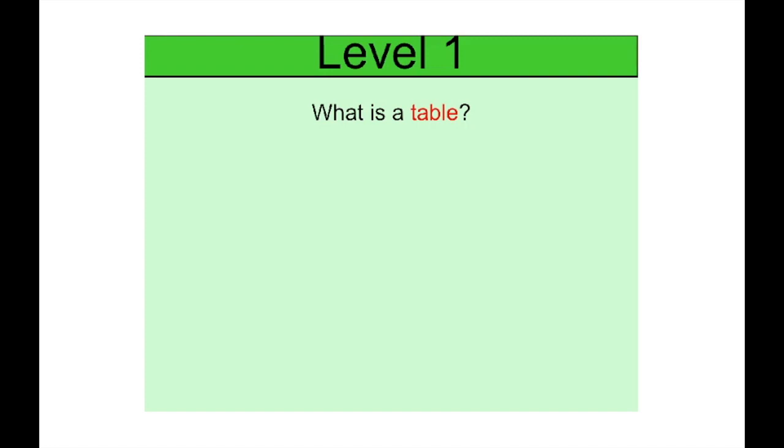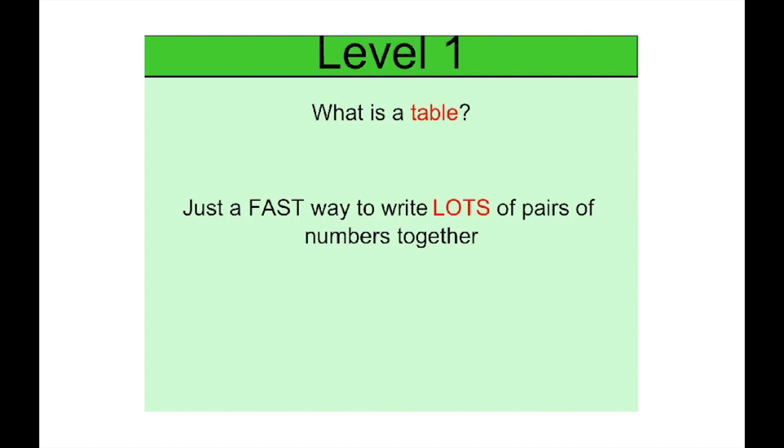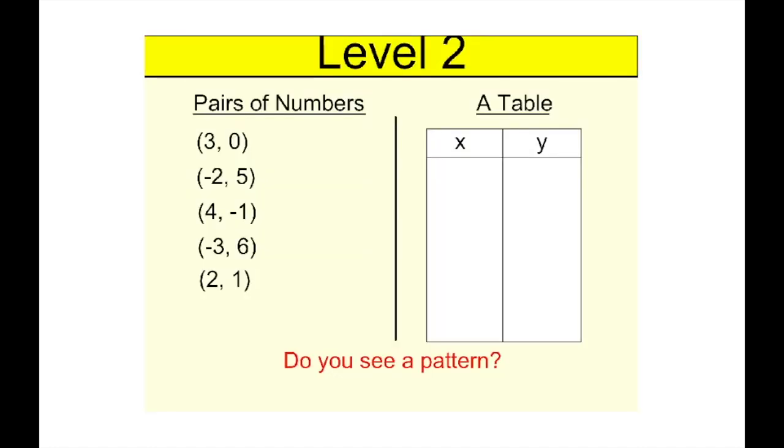What's a table? Not the type that you eat dinner at. So a table is a fast way to write lots of pairs of numbers together. So now I've got my ordered pairs over here. How can I put them in a table? Well, it says that my x goes first and my y goes second. So what I'm going to do is take my x value first, and then my y value second. So 3, 0, and they do need to be across from one another. So if I continue on, I'm going to start with the negative 2, 5. I'm going to say negative 2, and across from that would go 5.